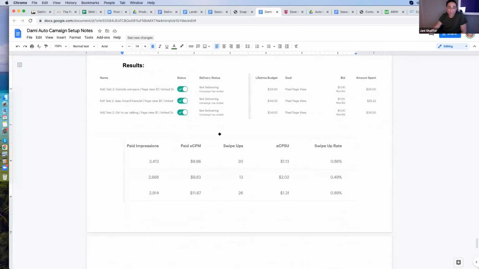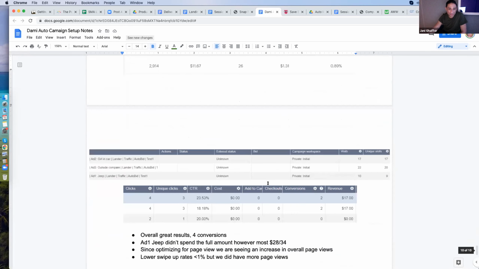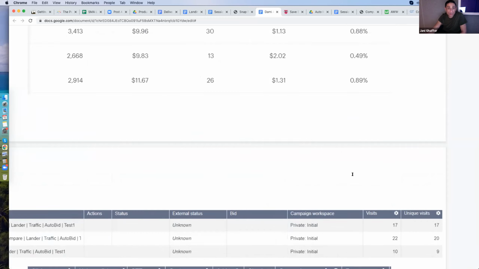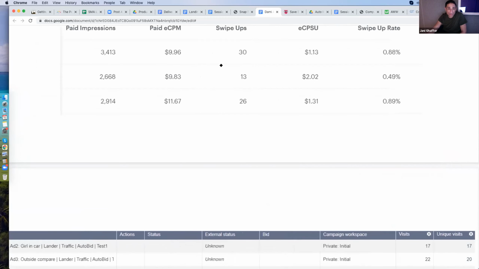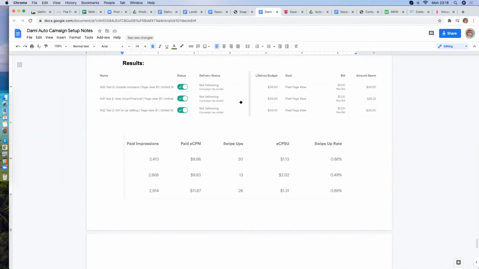So this time, campaign, okay, 30 swipe ups. Okay, 30, 13, 26, 17, 22, 10, right? In terms of the unique visits. I think the first one is ad 3, is it? The way we have it here, the first one is ad 3. Scroll up a little bit. Yeah, 3, 1, 2. I don't know why it's not in order.